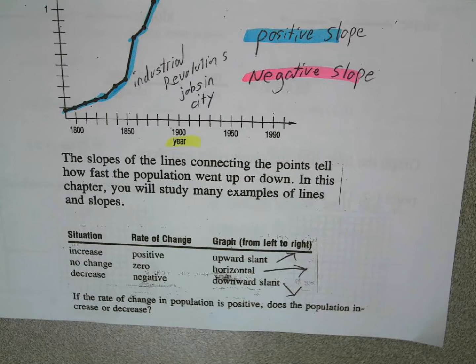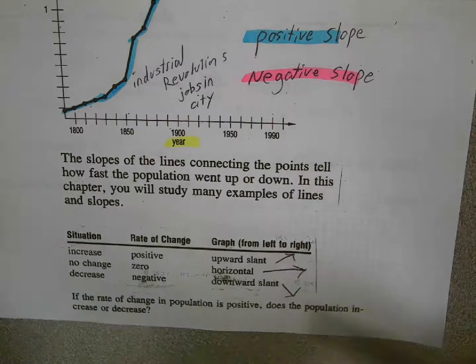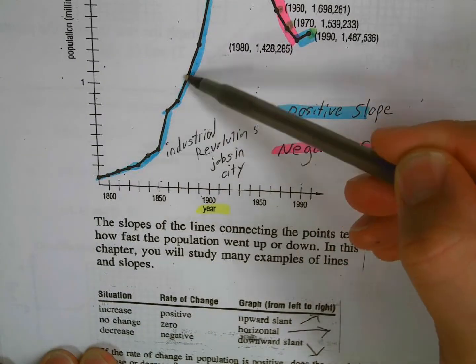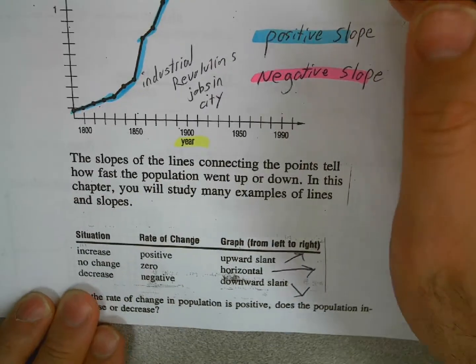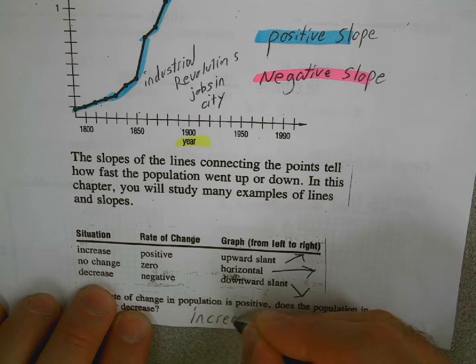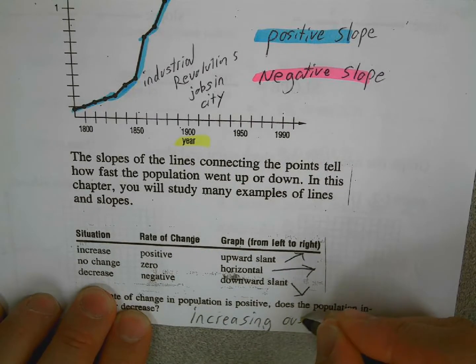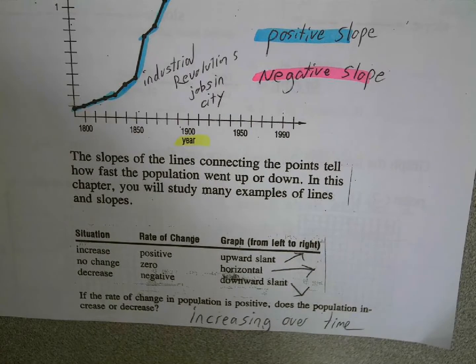If the rate of change in a population is positive, does the population increase or decrease? Is our population over here going up with our positive slopes or down? Is it increasing or decreasing? Generally, when you have a positive slope, it's going to be increasing over time. All right, at any time you need to rewind or you want to listen to that again, feel free, okay?